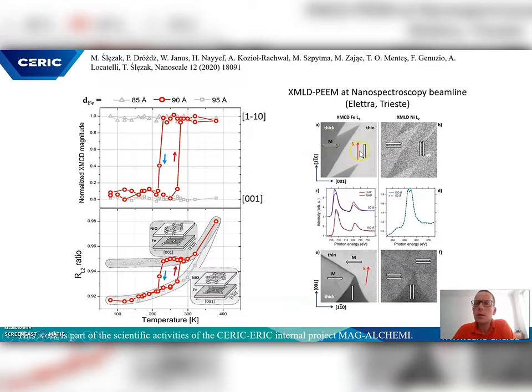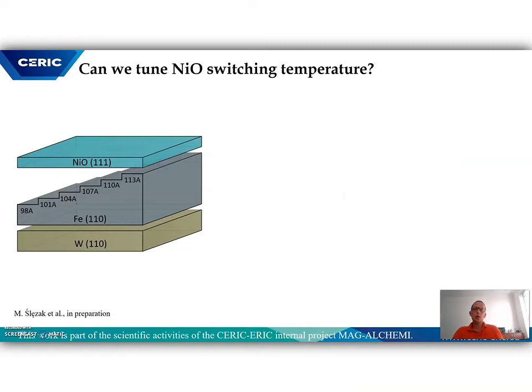And as you see, the XMCD image shows the magnetic domain pattern in the neighborhood of the spin orientation transition border, and this magnetic domain pattern is directly imprinted into the magnetic domain pattern of the antiferromagnetic nickel oxide overlayer. No additional domain pattern is visible inside these single domains here. And another question: can we tune the switching temperature of nickel oxide spins?